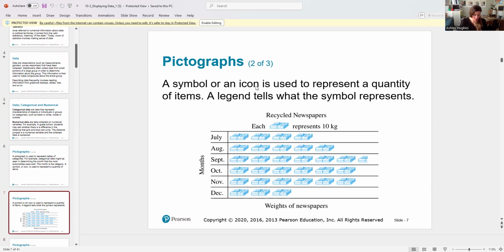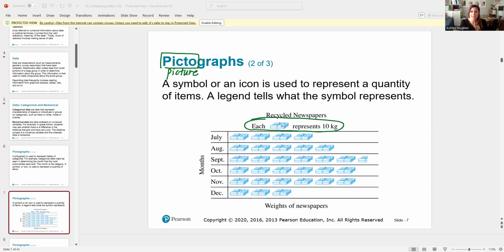So pictograph has this word in it right here. What word does that look like? It looks like picture, right? So you're using symbols or icons to represent an amount. And the biggest thing with a pictograph is to make sure you look and see what the units are represented by.